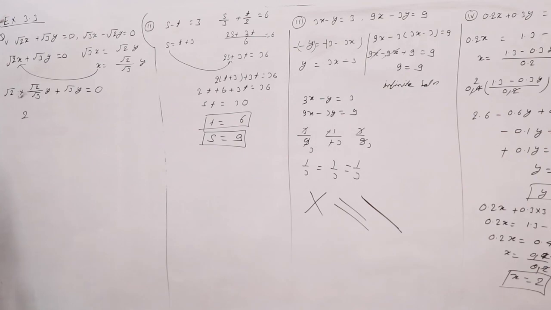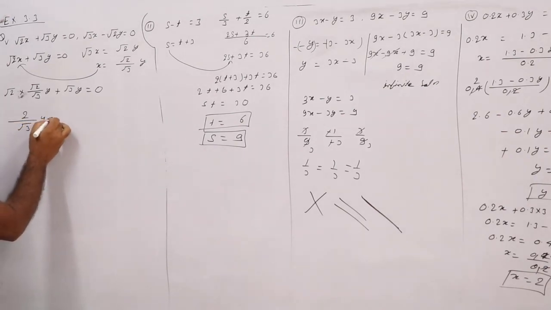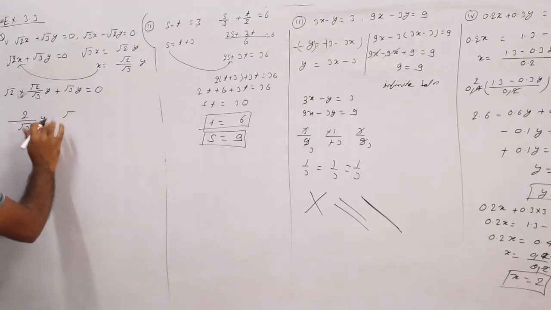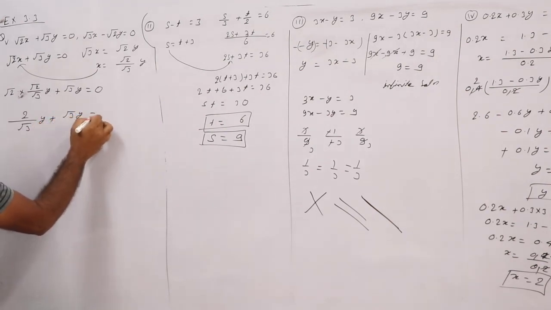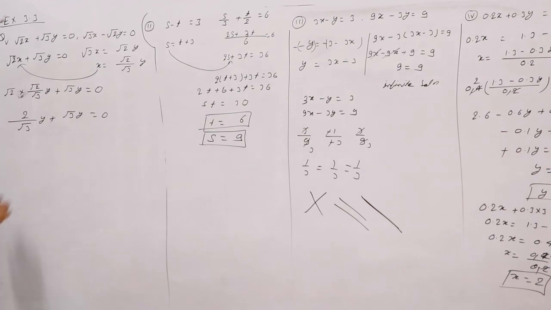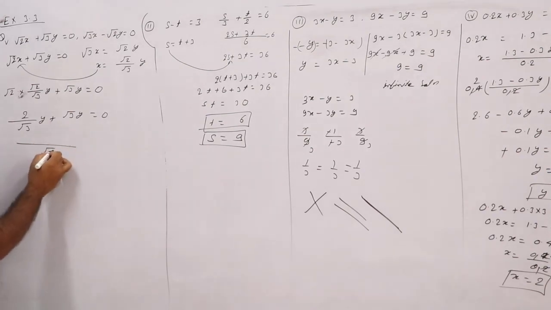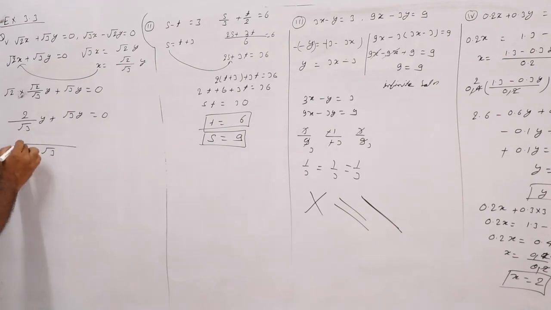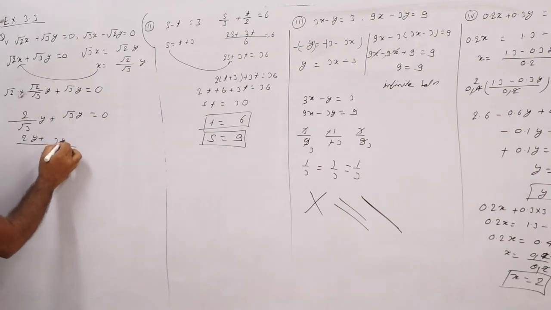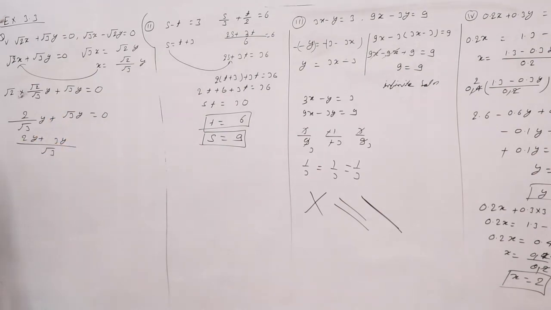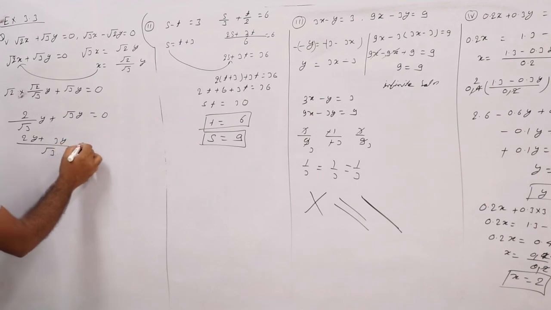Root 2 into root 2 is 2. Then here root 3, and here y plus root 3 y is equal to 0. Now take the LCM. LCM is root 3, root 3 gets cancelled. Here it becomes 2y plus root 3 into root 3, which is 3, into y, so 3y, is equal to 0.